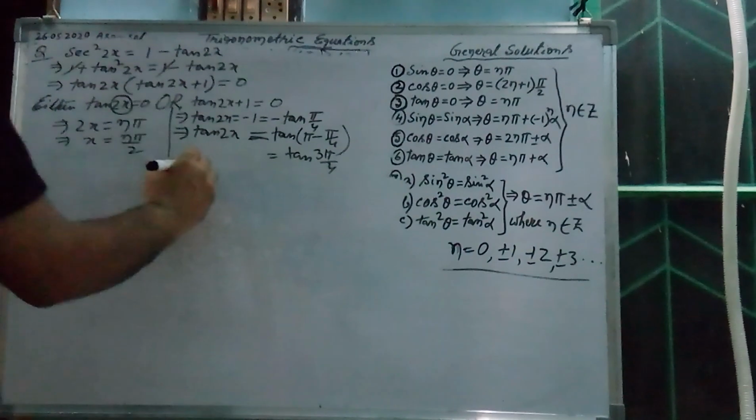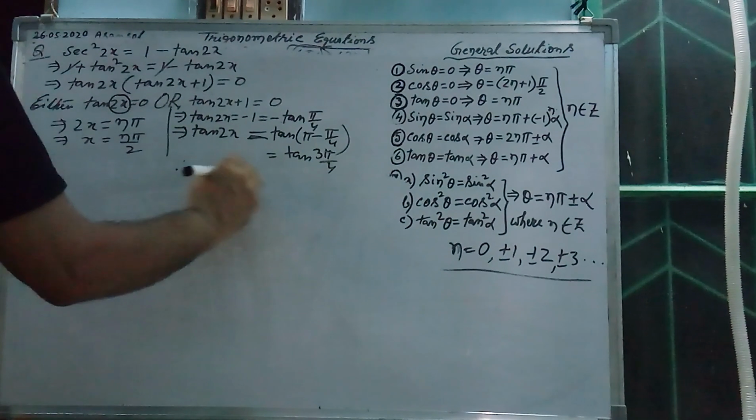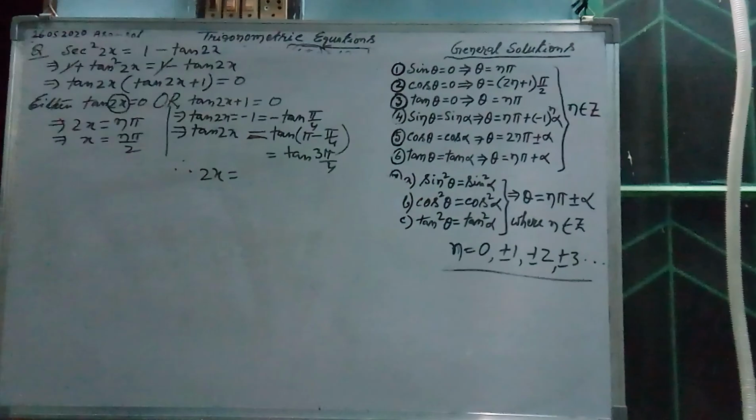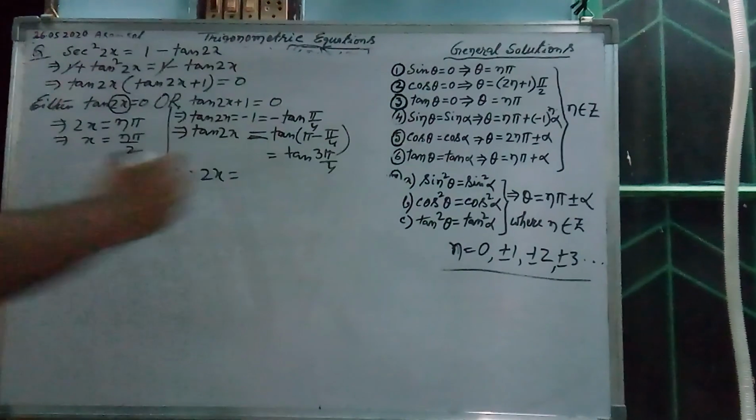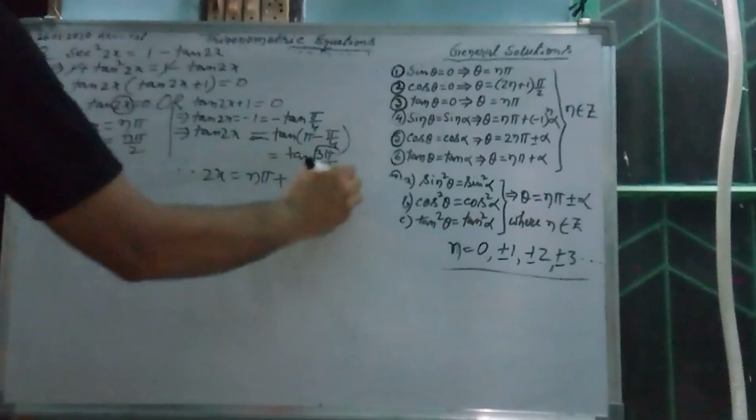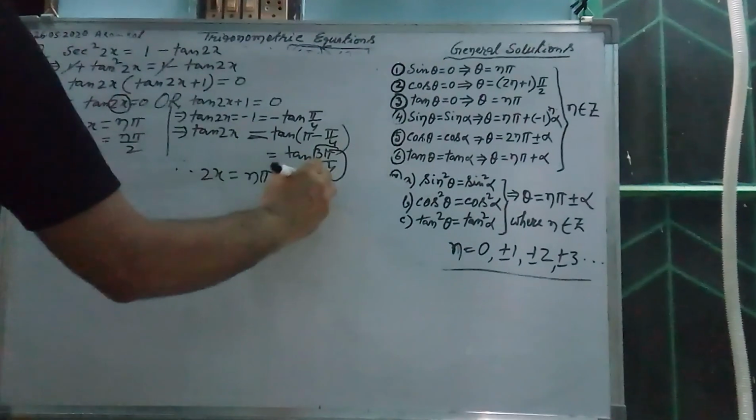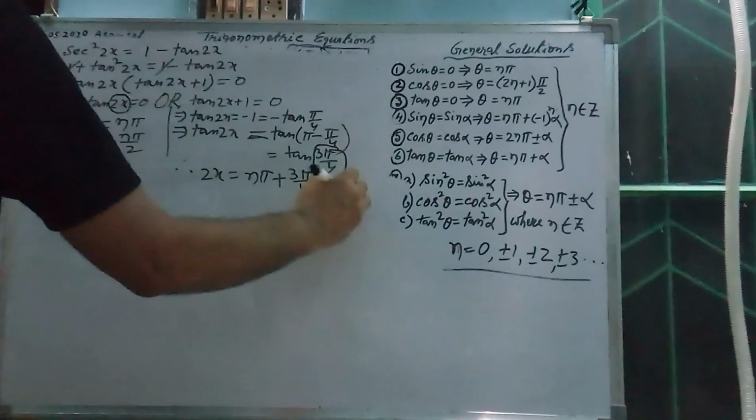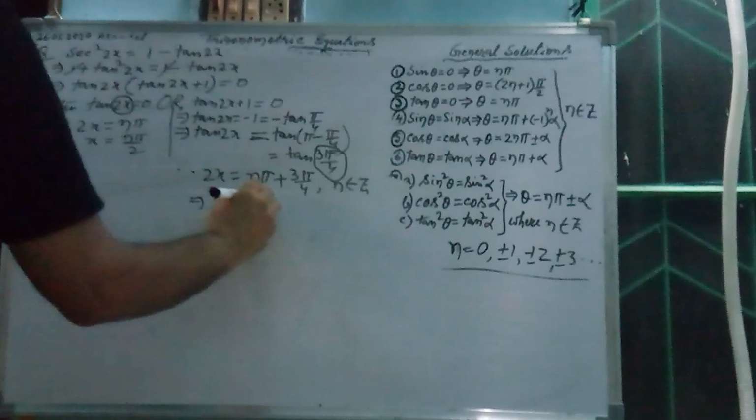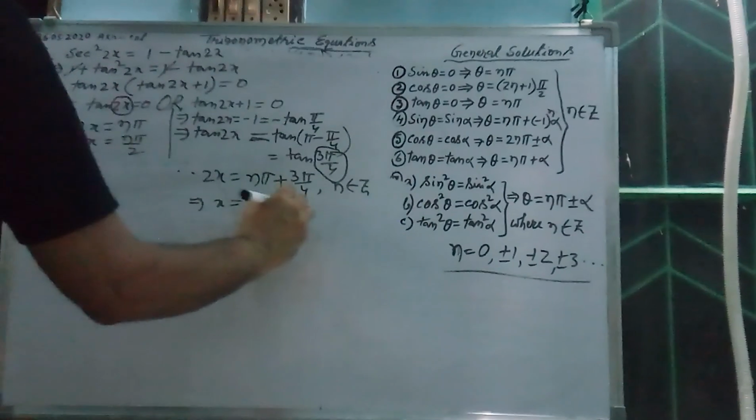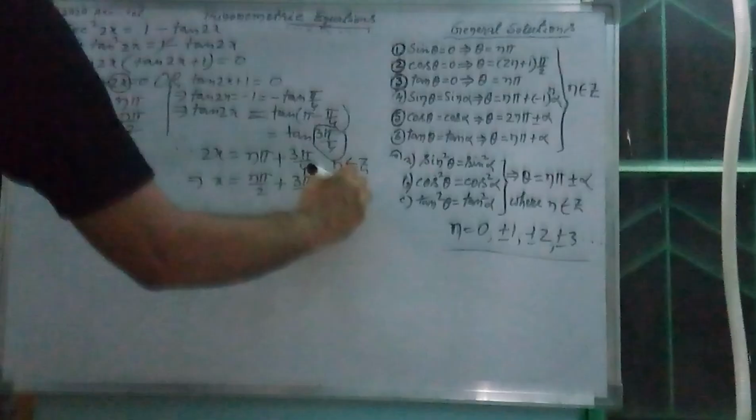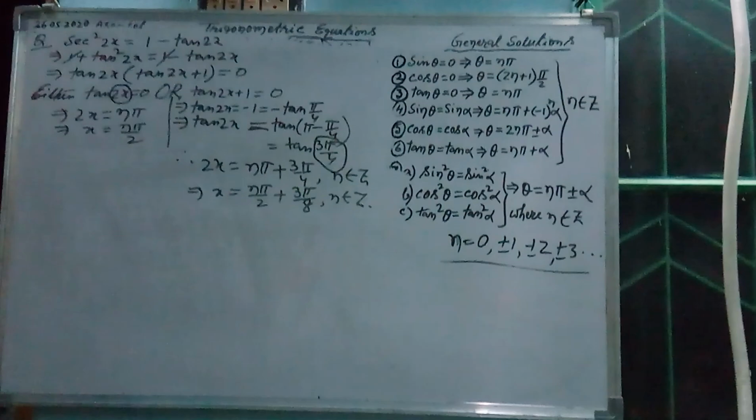Therefore 2x is equal to what? If tan theta is equal to tan alpha, theta is equal to n pi plus alpha. Here n pi plus alpha, where alpha is 3 pi by 4. N pi plus 3 pi by 4, n belongs to Z. Implies x equal to n pi by 2 plus 3 pi by 8, n belongs to Z. This is the general solution.